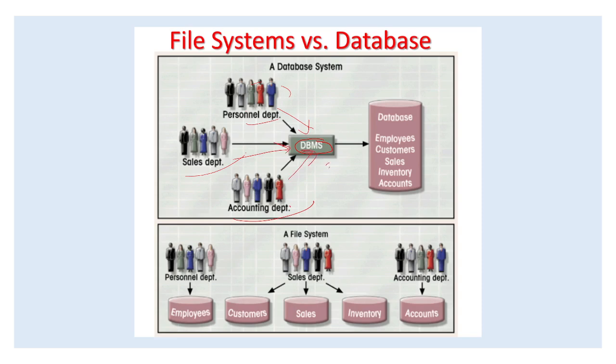Whereas in case of file system, if you take a look at this, all people are working for the same organization, but their information is independent of each other and every piece of information is lying in isolation. So personnel department is related to the employees, sales department to customer sales and inventory, accounting department to the accounts. That is all. But if you have a database system, all of them are interlinked and interconnected. So that is more convenient because they can work in unison rather than working separately.